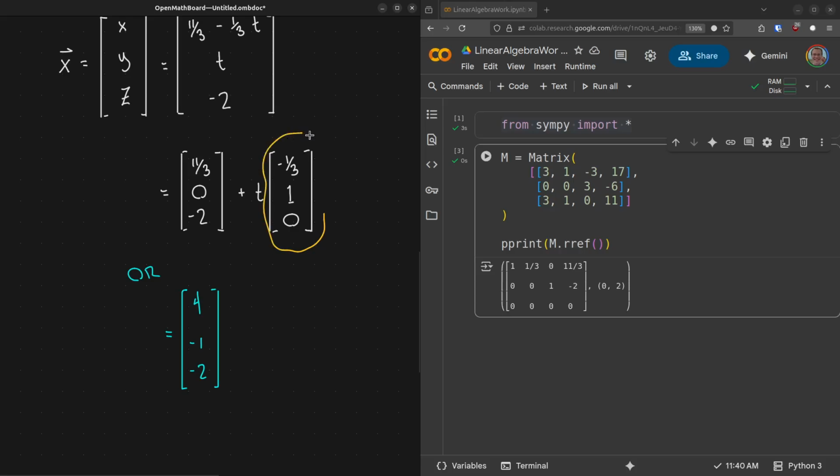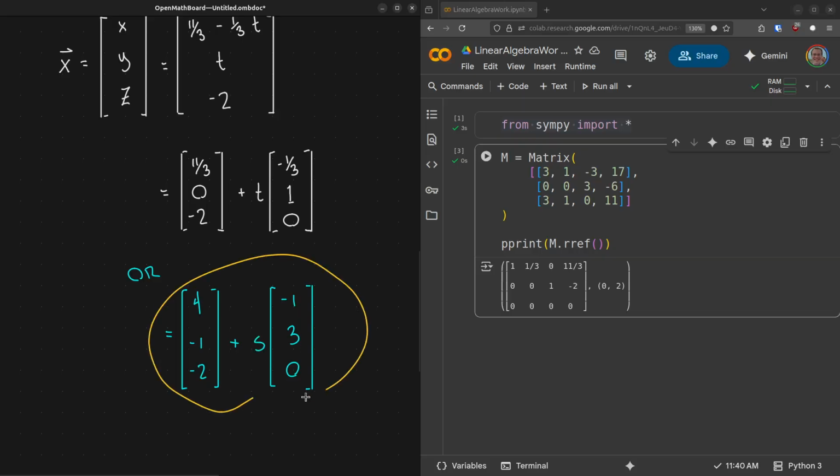And I could choose any direction vector also. So for example, if I multiply my direction vector by 3, I get -1, 3, 0. It's pointing in the same direction. All I've done is I've scaled it. I've just changed its length. But this is just a direction vector. The direction's the most important part. So this is an equation for the same line, but represented differently.